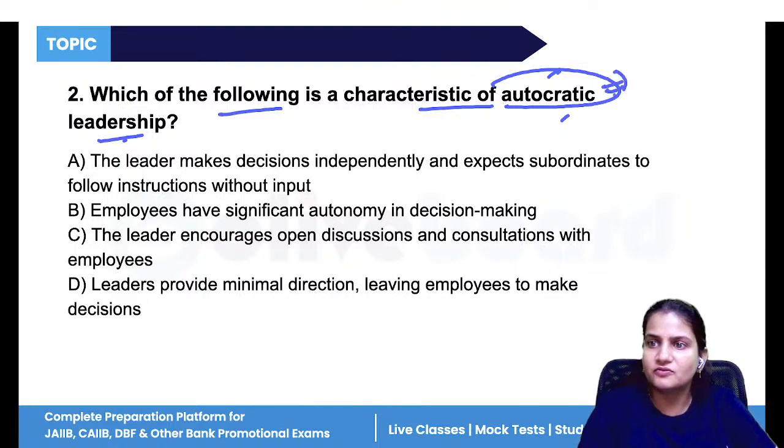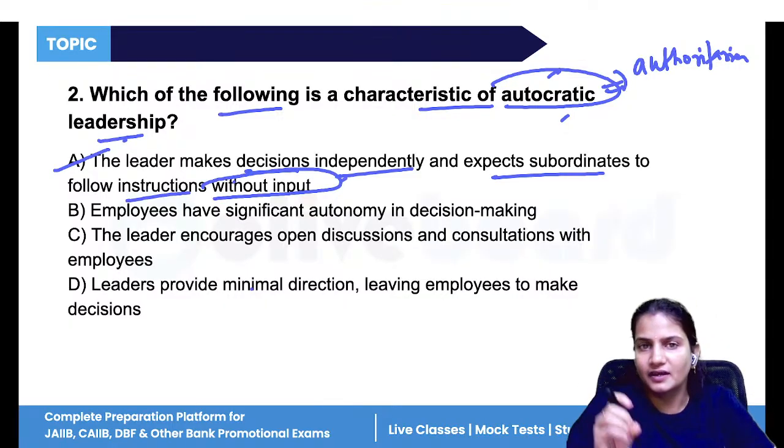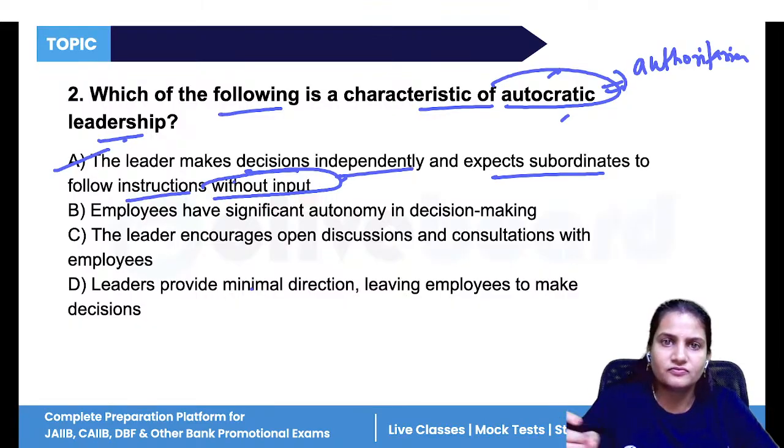Now, another name for autocratic is authoritarian. The leader makes decisions independently and expects subordinates to follow instructions without giving any kind of input or providing any kind of advice.